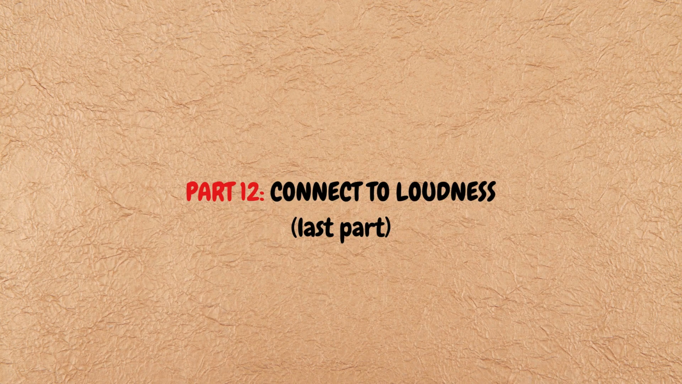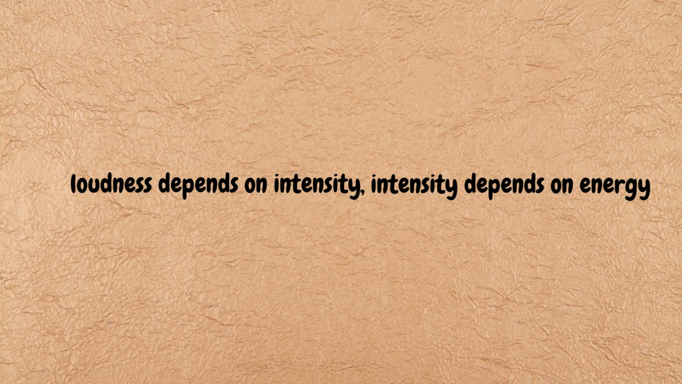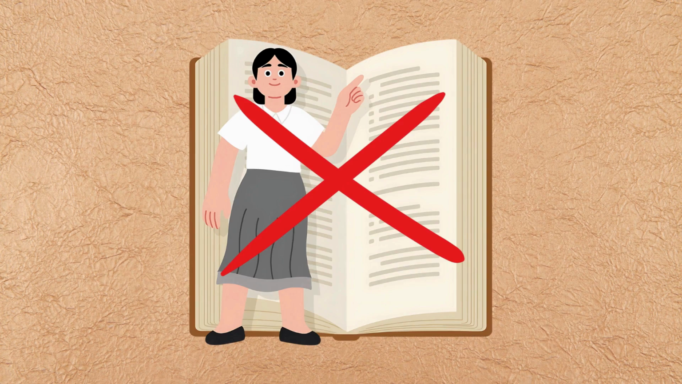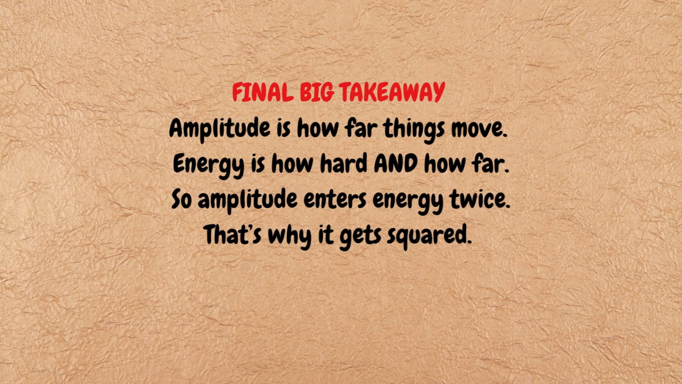Part 12. Connect to loudness. Loudness depends on intensity. Intensity depends on energy. So finally, loudness is directly proportional to amplitude squared, not because textbooks say so, but because force into distance demands it. Final big takeaway. Amplitude is how far things move. Energy is how hard and how far. So amplitude enters energy twice. That's why it gets squared.